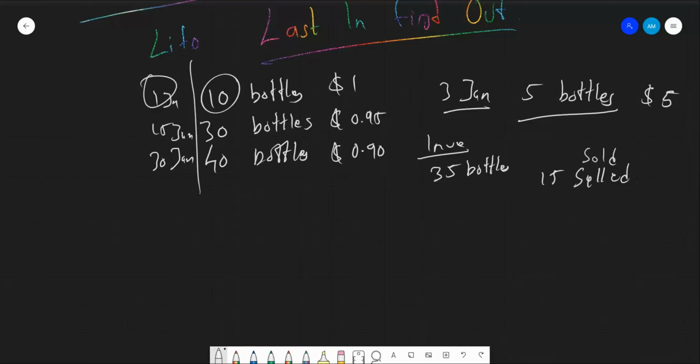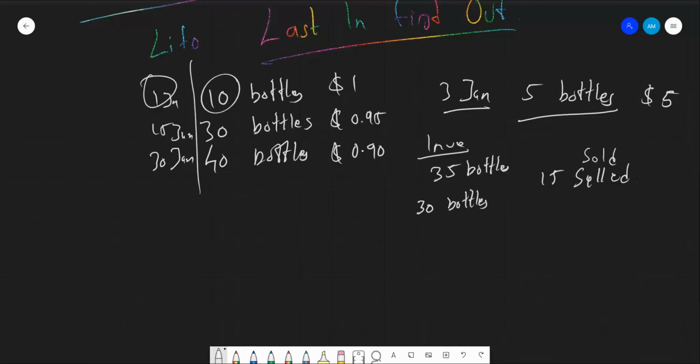So the way last in, first out says, that's how we do it. So we look at the ones that were the latest ones that we got, which are the batch of the 30 bottles, right?